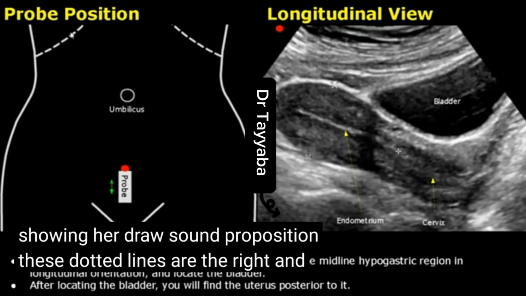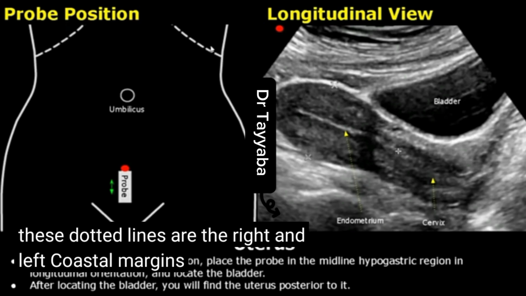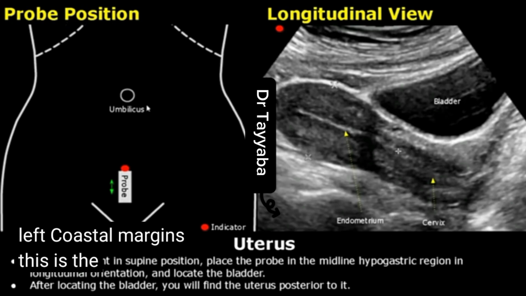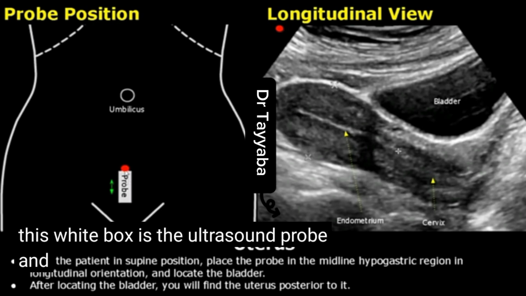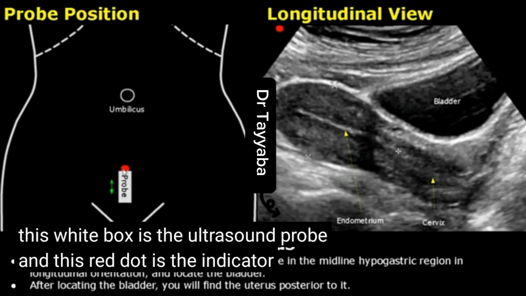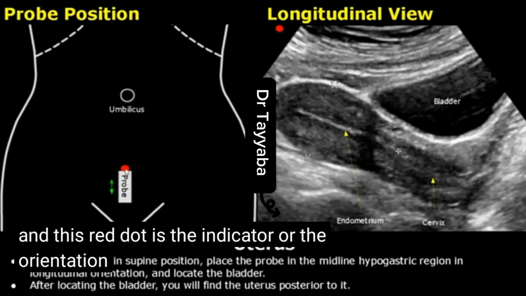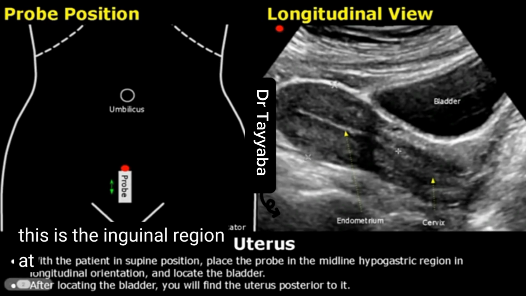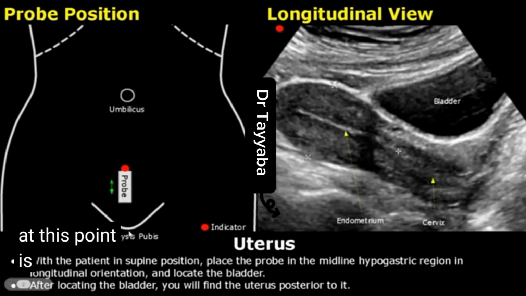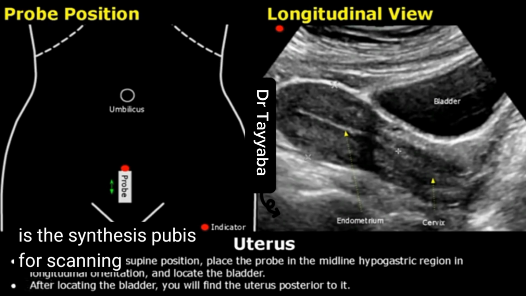These dotted lines are the right and left costal margins. This is the umbilicus. This white box is the ultrasound probe and this red dot is the indicator or the orientation marker. This is the inguinal region. At this point is the symphysis pubis.